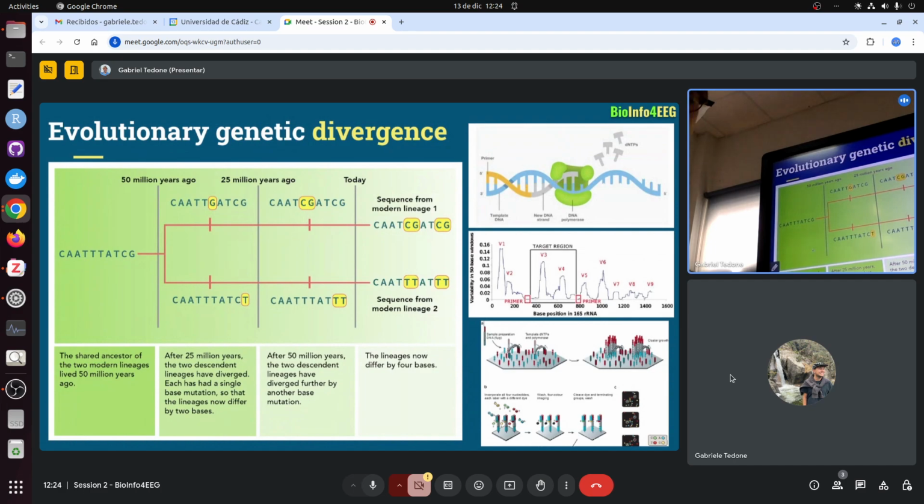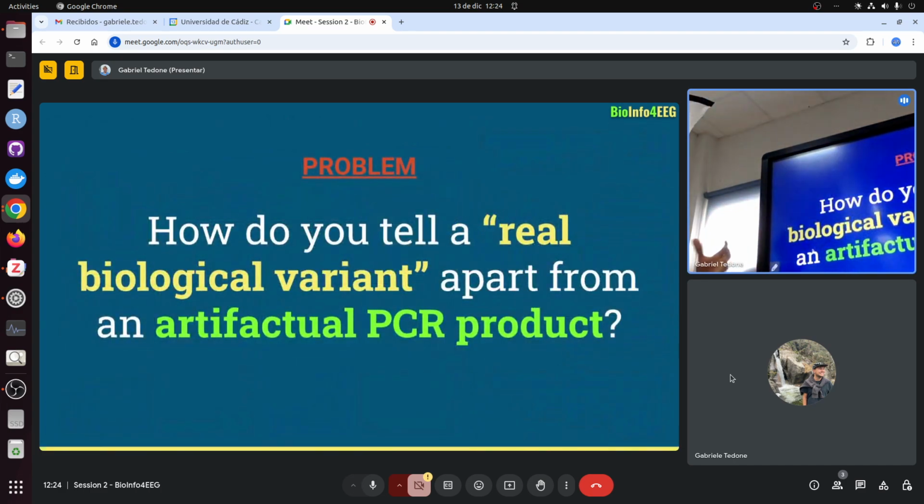How do we tell this apart? So this is the big question. How do you tell a real biological variant? Okay, you have two sequences that differ from one another. Sequence one, sequence two, they differ in just one nucleotide. But how do you know it's a real biological variant or it's an artifactual, fake, technique-produced sequence? This is the big question, and this is what leads to two different approaches, which in the end we'll see it's not that different. Clustering into OTUs or denoising into ASVs.